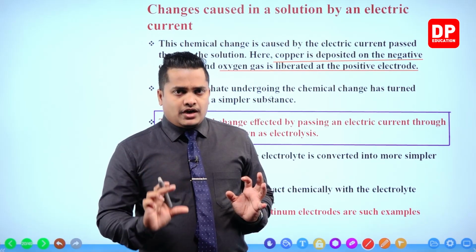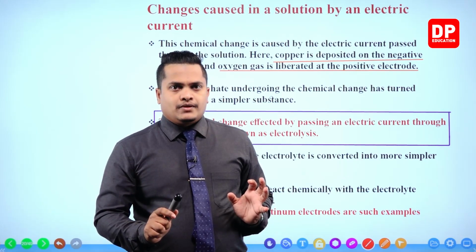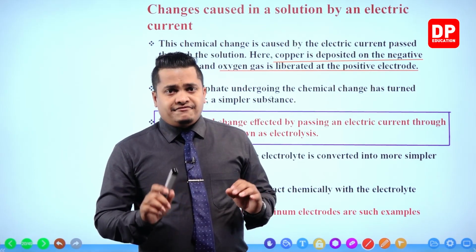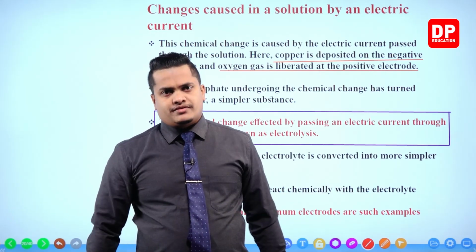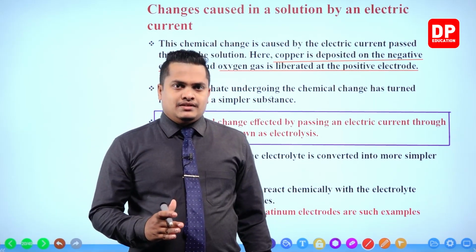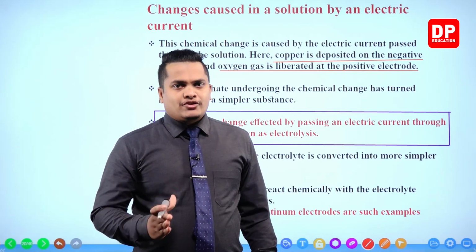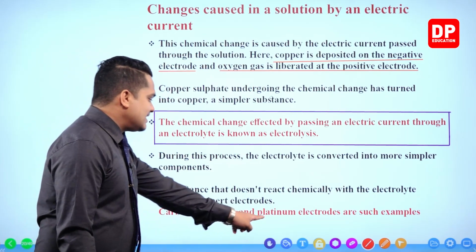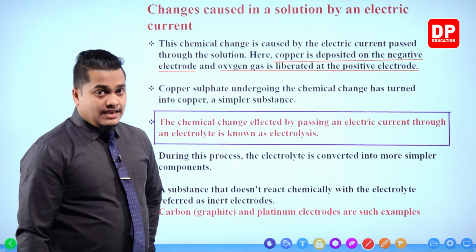So the electrolyte should not react with the electrode, the material that we put into the system to provide electricity. If those two react with each other, then the process of electrolysis is not going to happen, my dear children. So it's important to select a substance which is not reacting with the electrolyte when selecting the electrodes. These electrodes which are not reacting with the solution are referred to as inert electrodes.